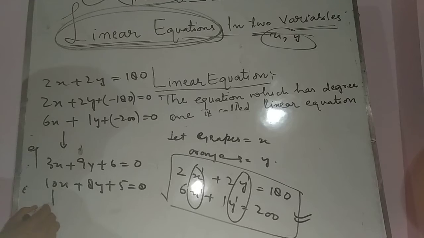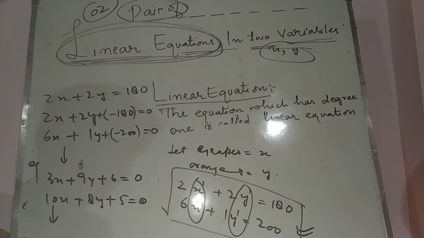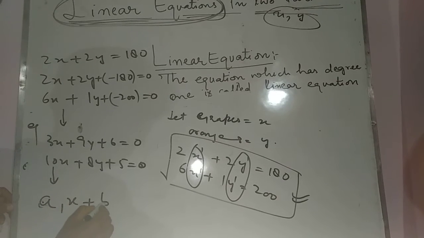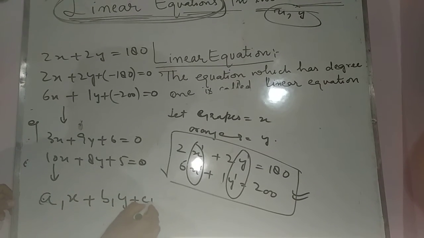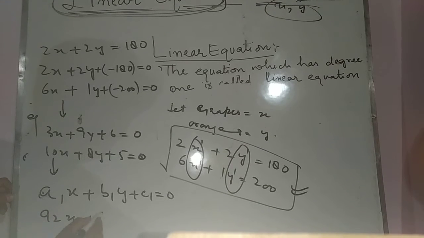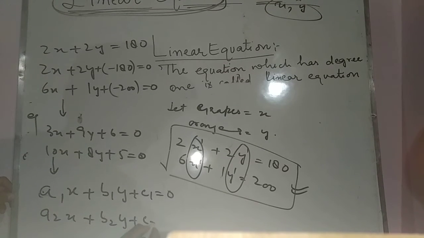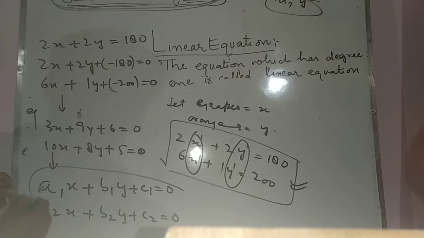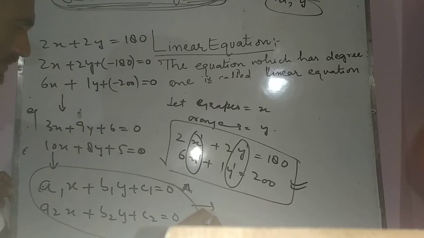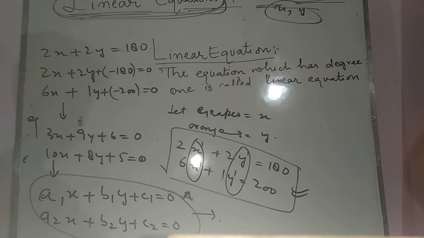In general, we represent this linear equation in two variables as a1x plus b1y plus c1 is equal to 0. And the second equation is a2x plus b2y plus c2 is equal to 0. These are the two linear equations in two variables, and this is a pair of linear equations in two variables. I have just formed them.